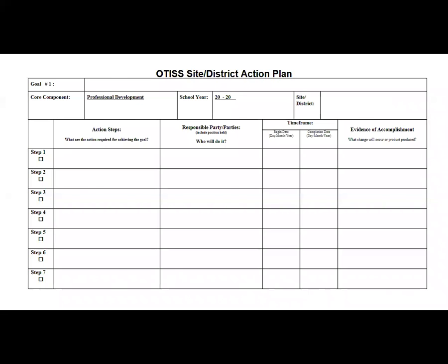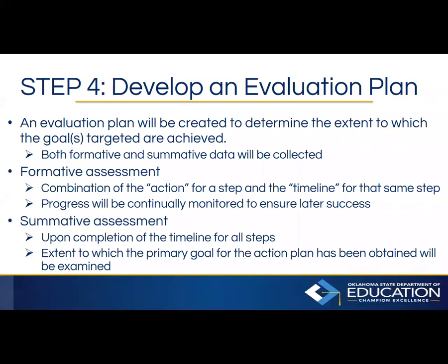In step 4, you're going to develop an evaluation plan. This is to determine the extent to which the goals that you have targeted are achieved, and both formative and summative data will be collected. Formative assessment data will look like a combination of the action for the step and the timeline for that same step. Progress will be continually monitored to ensure later success. Summative assessment data will be collected upon completion of the timeline for all steps, and the extent to which the primary goal for the action plan has been obtained will be examined.